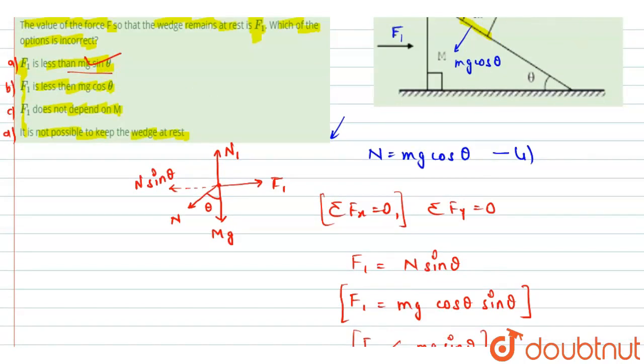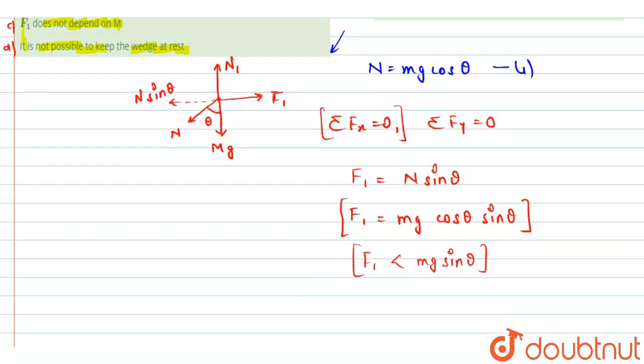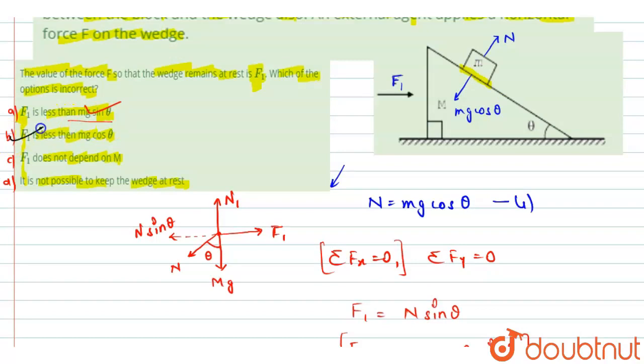Now coming to option B, we have F1 is less than mg cos theta. Again, the range of sin theta is less than 1 always, so we can say F1 will be less than mg cos theta also. So the given option B is also true.